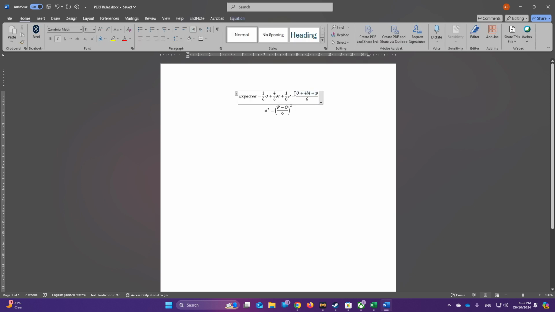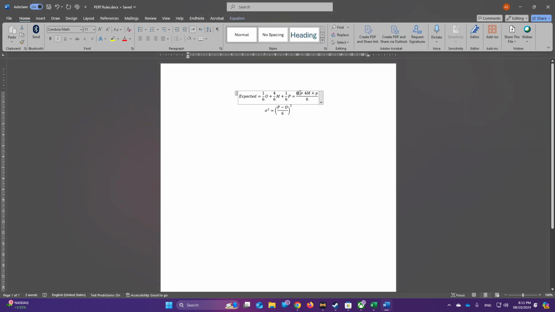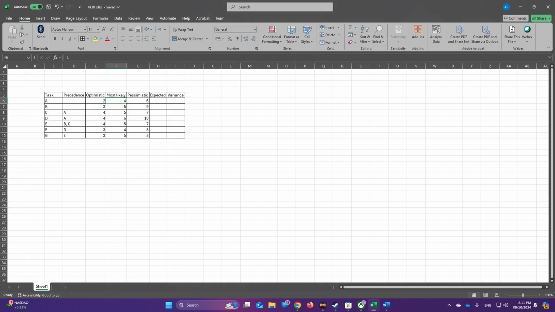Now with those rules or equations, we can easily find the expected and variance for each task. For example, here if we want to find the expected for A, we add the optimistic plus pessimistic plus 4 times most likely. So it will be 2 plus 6 plus 4 multiplied by 4. We find the sum and then we divide it by 6, just as this. You add 4 of the most likely and you divide it by 6. So we will have the number 4, and we continue for the rest of the tasks.